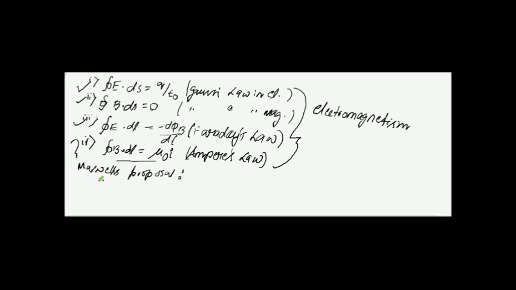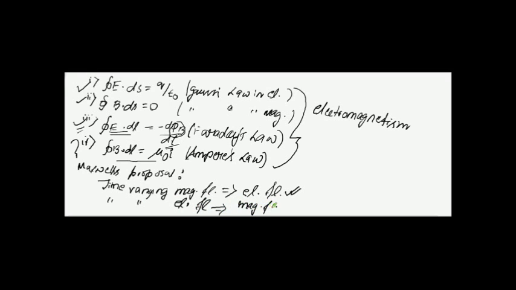What Maxwell proposed was this: from the third law, we can see that because of a time varying magnetic field, we have got an electric field, right? The generation of electric field. So we have a time varying magnetic field, and with time we get the generation of electric field. That was proved by Faraday. But Maxwell proposed: if I have a time varying electric field, will it generate a magnetic field? Right? So that was his proposal.